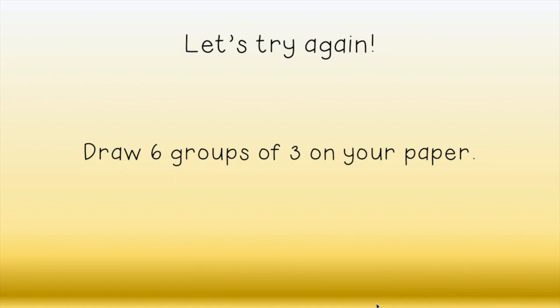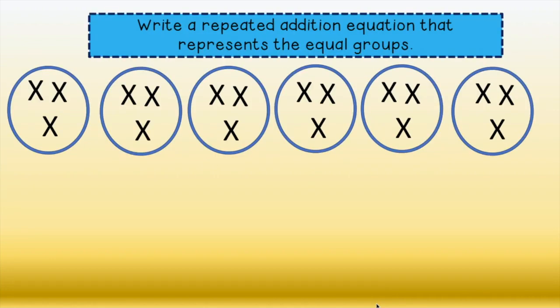Draw 6 groups of 3 on your paper. So you want to draw 6 groups, draw 6 circles, and then you should have 3 in each group. So you want to draw like 3 circles or 3 X's. So go ahead and pause your video and do that, and then unpause when you are done. Okay, so you should have drawn your 6 groups and 3 in each group, which makes 6 groups of 3. And it should look like this.